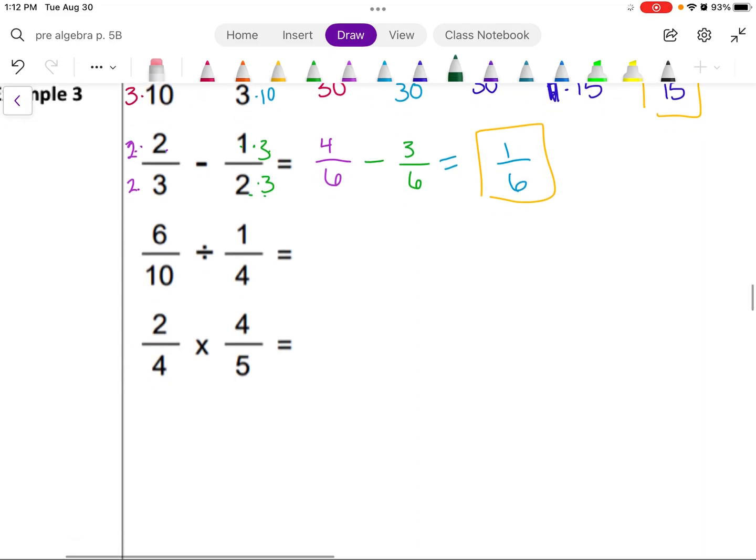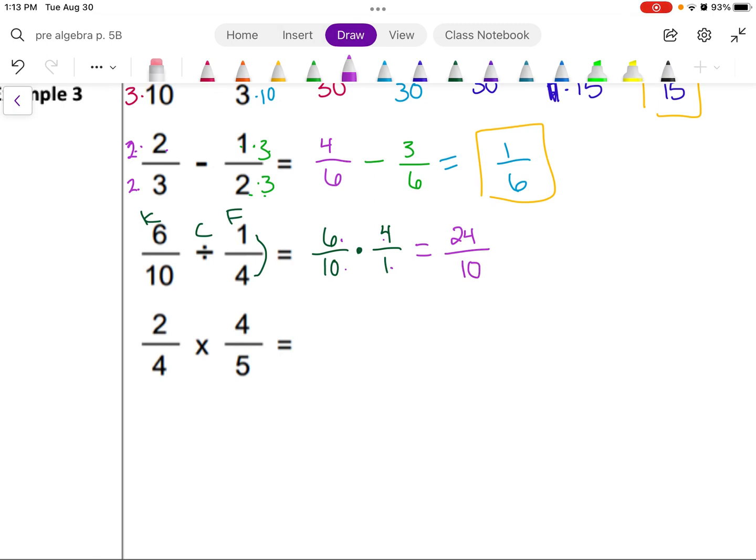All right, 6/10 times, or I'm sorry, divided by 1/4. So again, since it's division, we're going to keep, change, flip. So we're going to keep 6/10, we're going to change division to multiplication, and we're going to flip 1/4 to 4/1. And now we have a multiplication problem. So 6 times 4 is 24. 10 times 1 is 10.